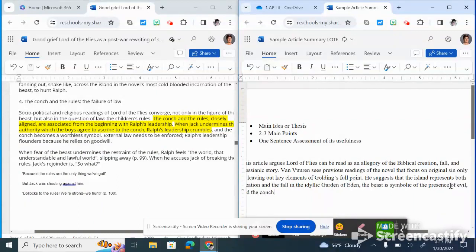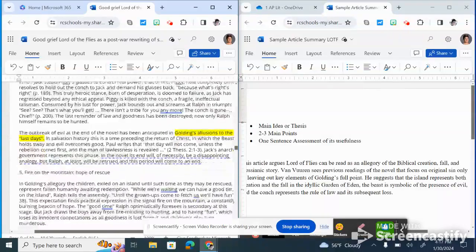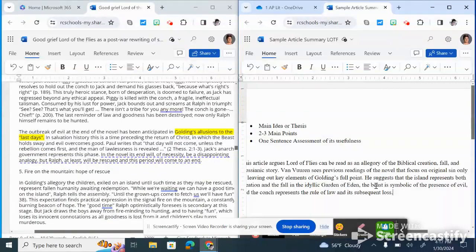And the conch represents the rule of law and its subsequent loss. He goes on to say, the failure of law. So the conch and the rules. The conch and the rules, closely aligned, are associated from the beginning with Ralph's leadership, and then Jack undermines authority and Ralph's leadership crumbles, which is, maybe I need to account for that differently. Golding, it's an allusion to the last days. Well, let's see. I can make that a new sentence.